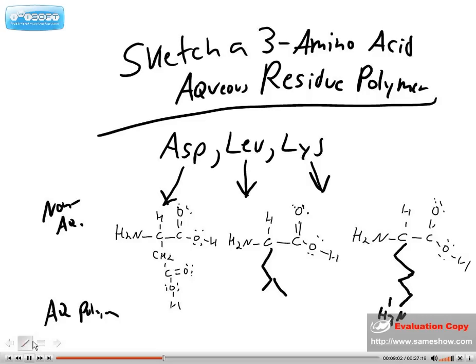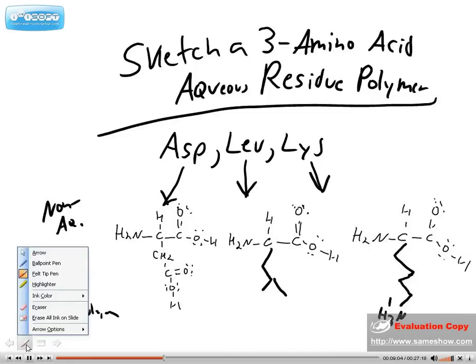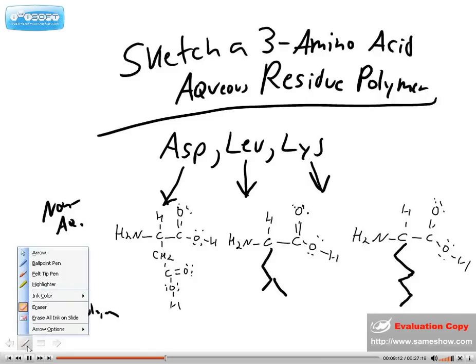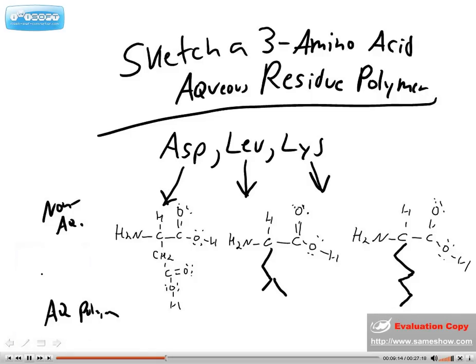Whoops, I screwed up. Why did I screw up? Because technically I'm still drawing the non-aqueous form as a starting point. So here's my starting point. And we'll do NH2. I put the hydrogens on the left-hand side. You can put them on the right-hand side if you want.